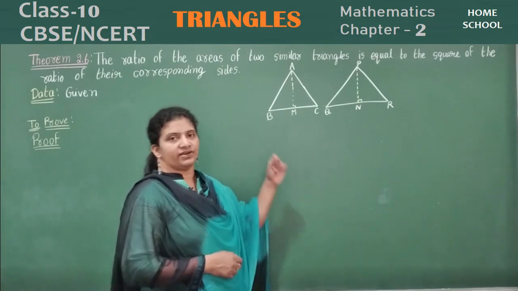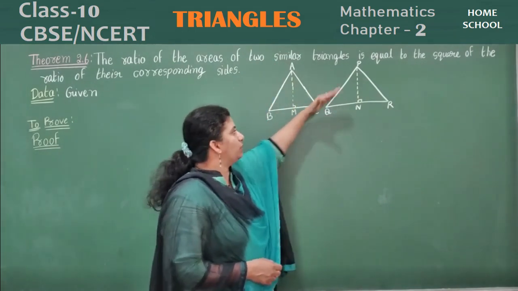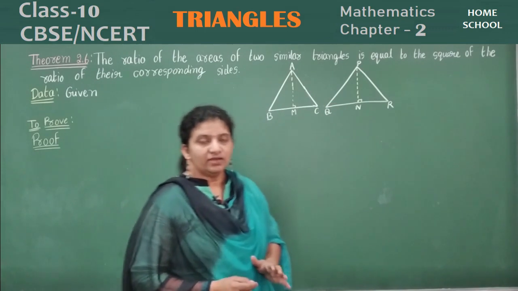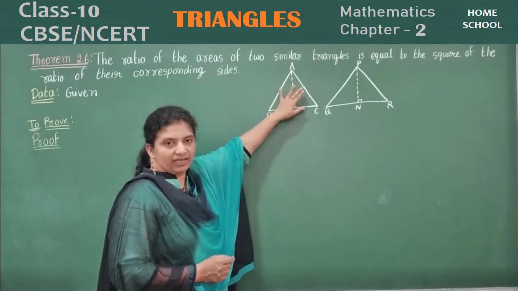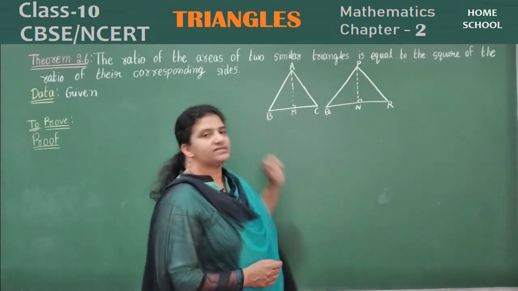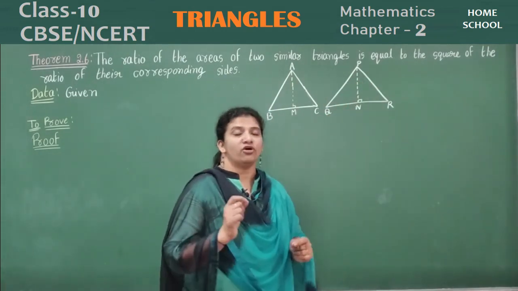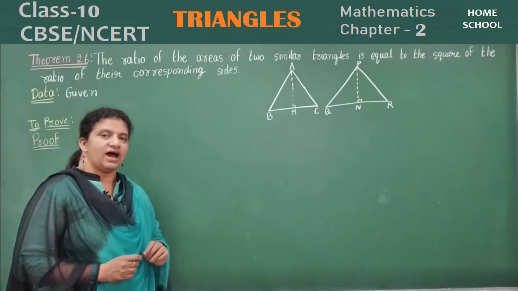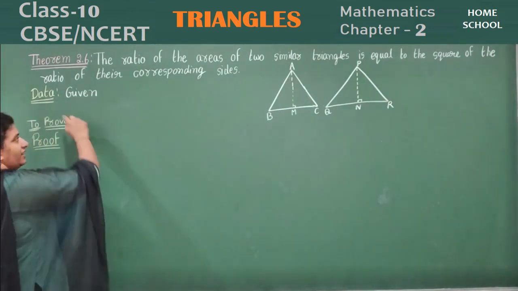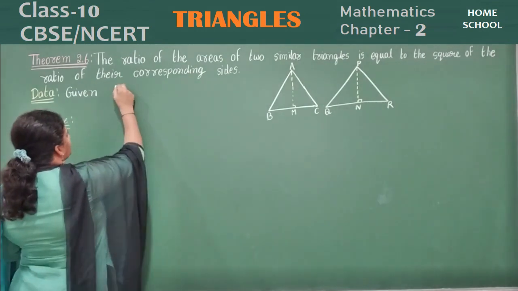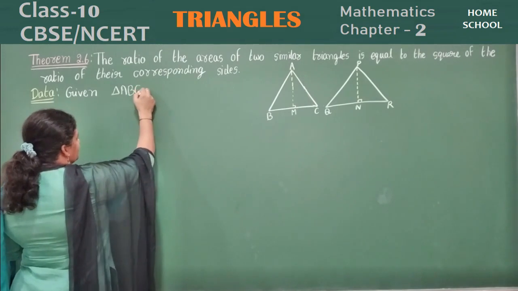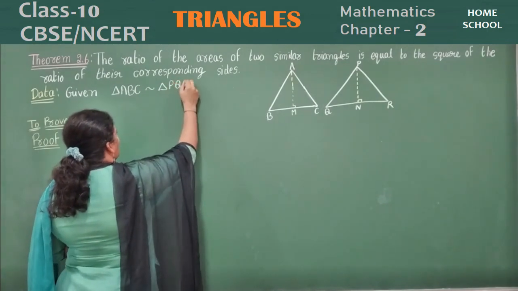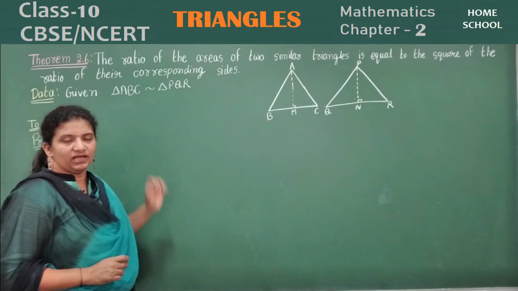What are the corresponding sides, children? Try to identify here. AB, PQ. BC, QR. CA, RP. Right? So what is your question? Area of this triangle by area of this triangle is equal to square of the ratio of their corresponding sides. Okay? So given the two triangles are similar. So let's start our data here. Given, what did they give here? Triangle ABC similar to triangle PQR.